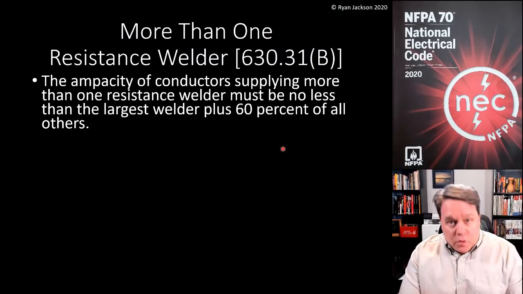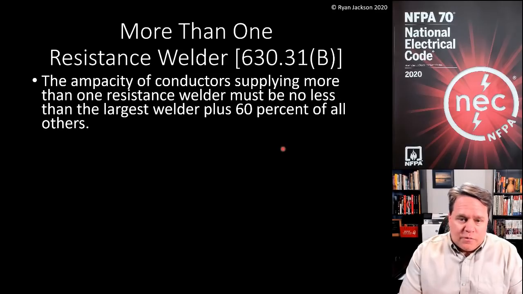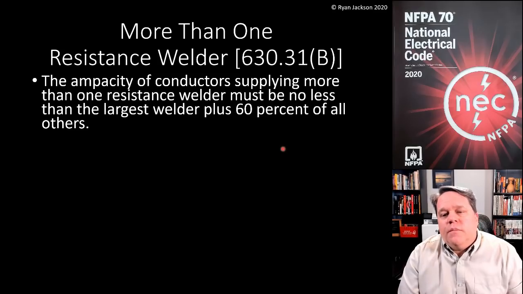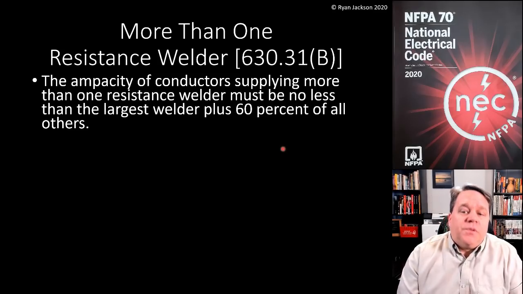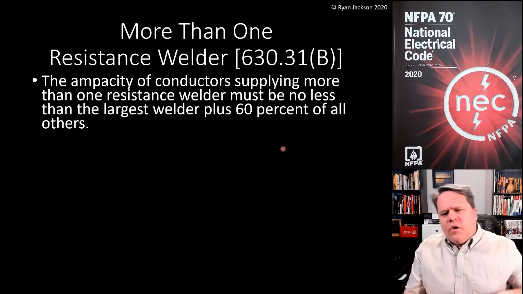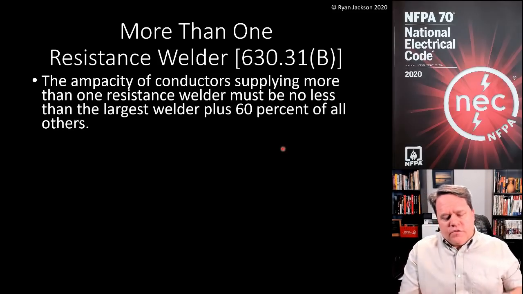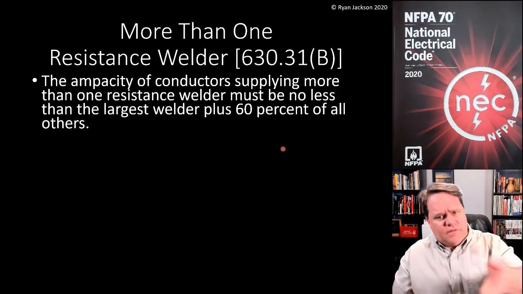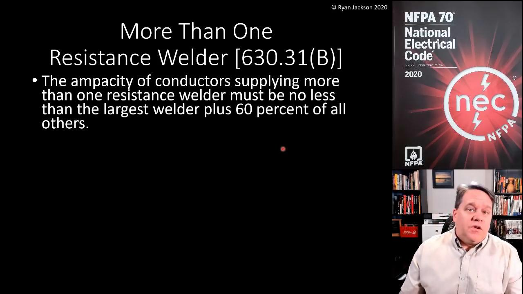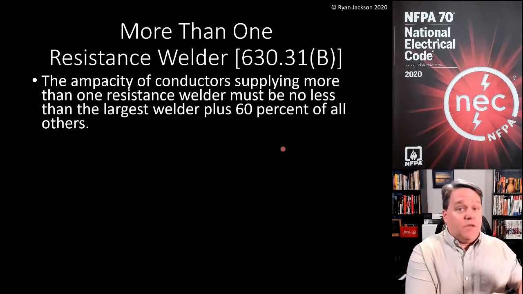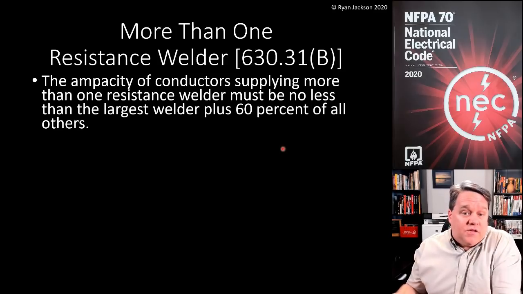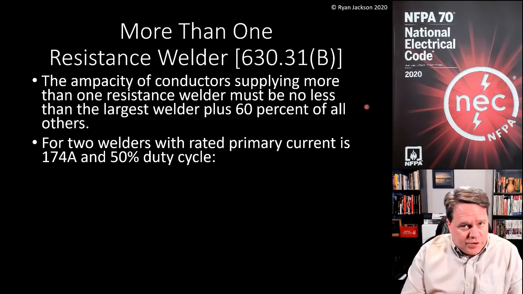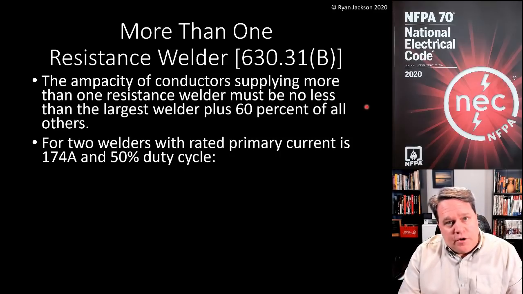If I'm using more than one resistance welder, I've got a group of welders, well, the ampacity of conductors supplying more than one resistance welder must not be less than the largest welder plus 60% of all others. So it's not quite as convoluted as a group of arc welders where we had the first two at 100% and then the next one at 80 and then 70 and then 60. This one just says, look, take the biggest one at 100% of the demand factor and then all of the rest at 60%.